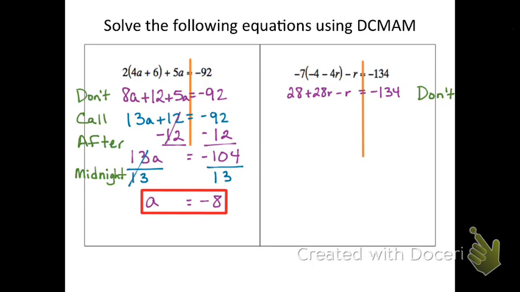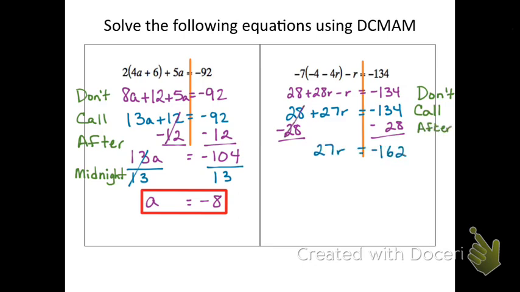Then I look for combining like terms. On the left side of the equal sign, I have a positive 28r minus r, which would give me 27r. So 28 plus 27r equals negative 134. Then I will subtract 28 from both sides, and you get 27r is equal to negative 162. And then we're going to divide by 27. So you get r equal to negative 6.